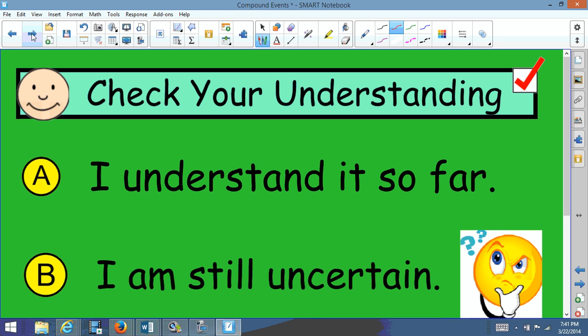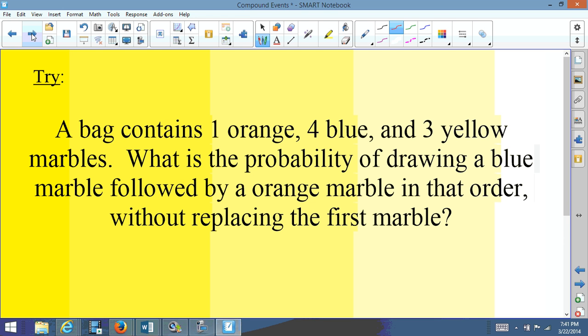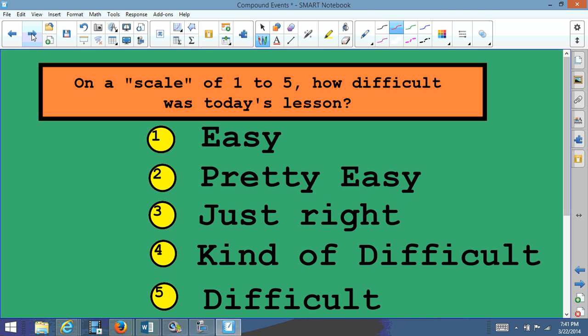So check your understanding. See if you can get it. Remember, write down your questions. Here's another question that you can try to see if you can get it again with an orange marble, 4 blue marbles, 3 yellow marbles. What would be the probability of drawing a blue marble followed by an orange marble in that order without replacing the first marble?